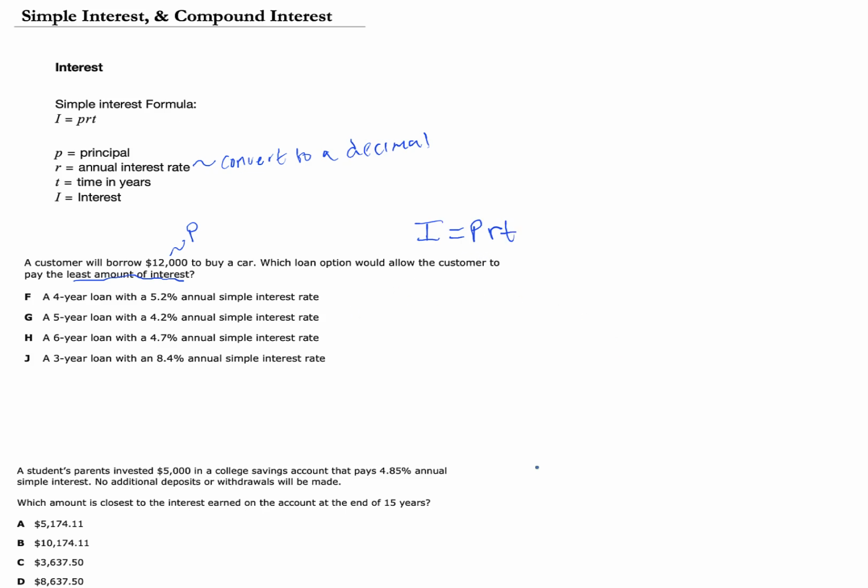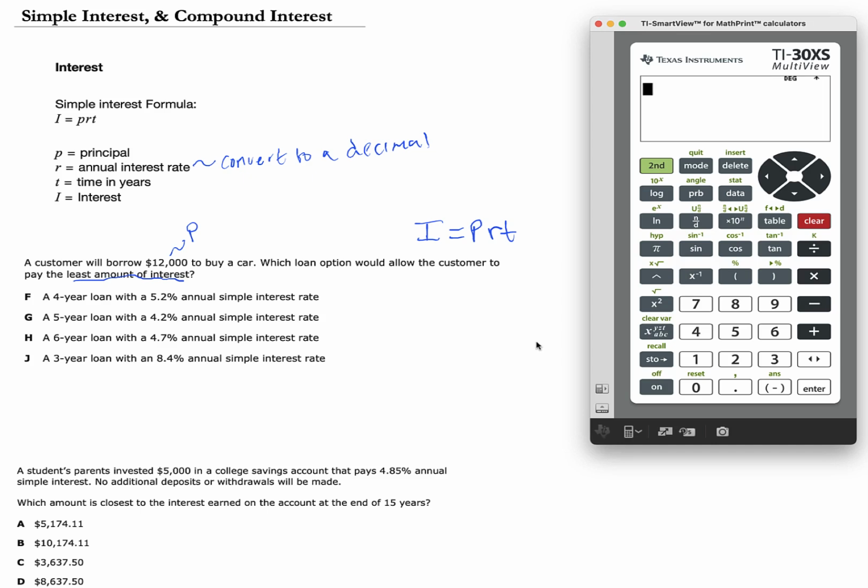So I'm going to get my calculator, and we're going to start with the first one. We have a 4-year loan with a 5.2% annual interest rate. That's all we need. And we already know that the principal is $12,000. So I'm going to start with $12,000. Notice I'm not writing anything down. I'm going to multiply it by the rate. I'm going to use the rate as it is, and I'm going to show you why, because I don't want you doing extra stuff to waste time.